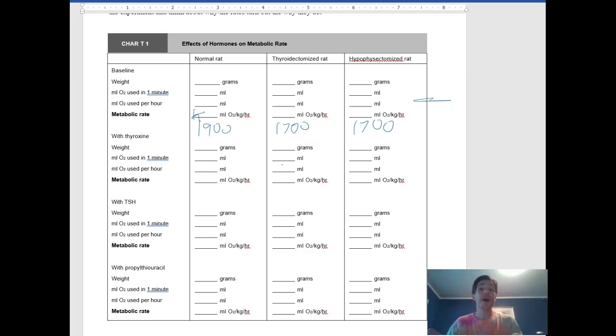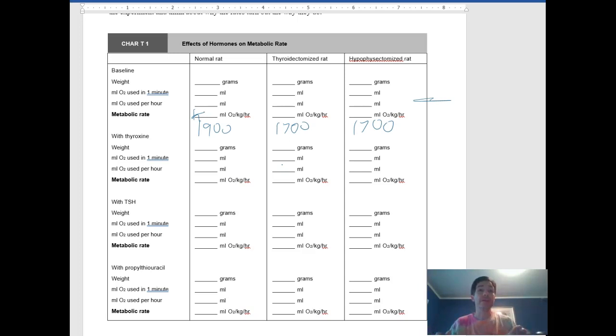Hopefully you already know all this because you went through the lecture PowerPoints, but we'll cover it anyways. Then the hypophysectomized rat, hopefully you will know, is missing its pituitary, which the Greeks called the hypophysis. Some people call the pituitary the hypophysis, so a hypophysectomized rat lacks the pituitary, which means it can't make TSH, which means it is functionally without a thyroid. So its metabolism is at the same level as the rat that doesn't even have a thyroid.